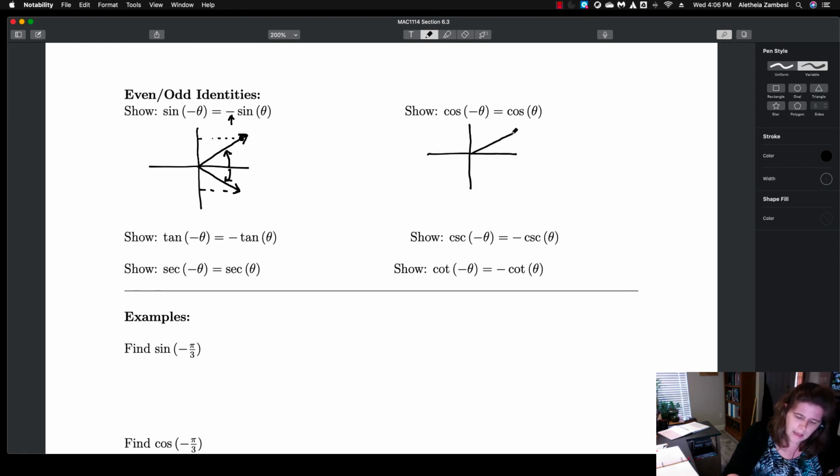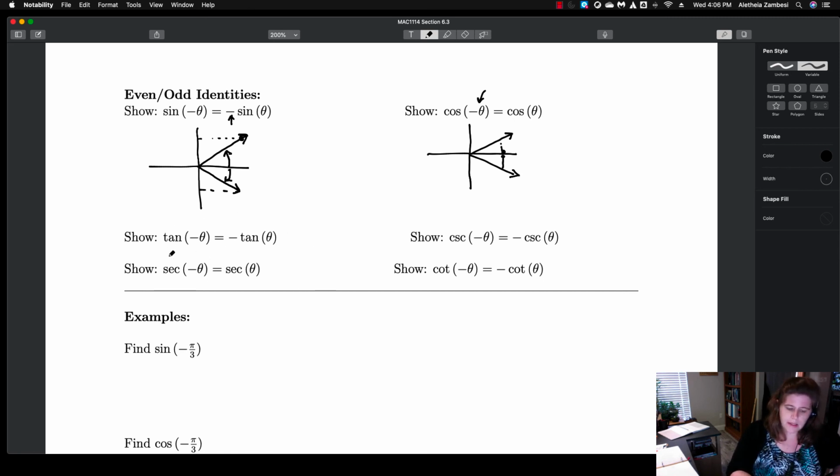Versus cosine, if we have an angle, remember cosine's our x value. So here's our x value for this angle. If I make the same angle negative, that x value is the same. So if we've got a negative in with the argument, we can eliminate the negative using reflections.